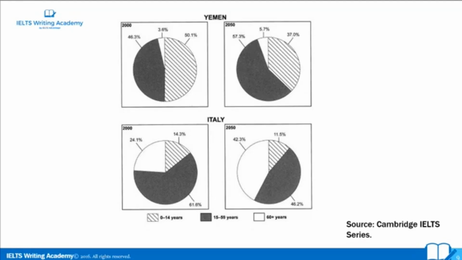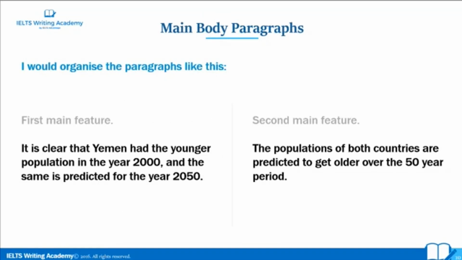So let's have a look. Or are there a few more people who want to go? Okay, so let's have a look. I would organize the paragraphs like this. First main feature, second main feature. It's clear that Yemen had a younger population in 2000, and the same is predicted for the year 2050. And then the second main feature, the populations of both countries are predicted to get older over the 50-year period.